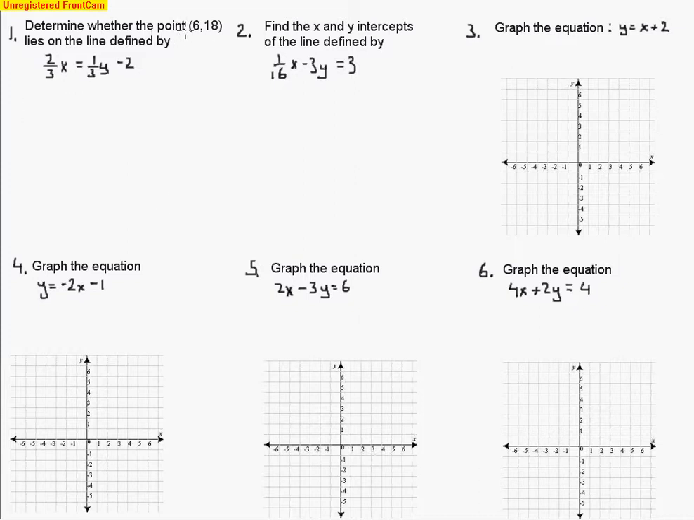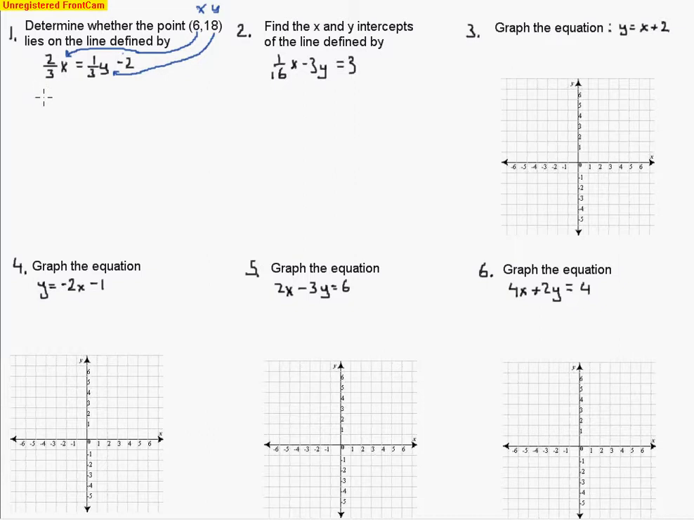The first question asks us to determine whether the point (6, 18) lies on the line defined by an equation. All you're going to do is take the x value, which is 6, and put it in place of x. Then take the y value, which is 18, and put that in place of y. So it's a substitution problem, and then it becomes order of operations afterwards.